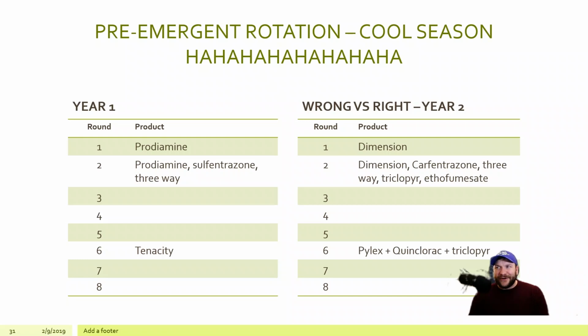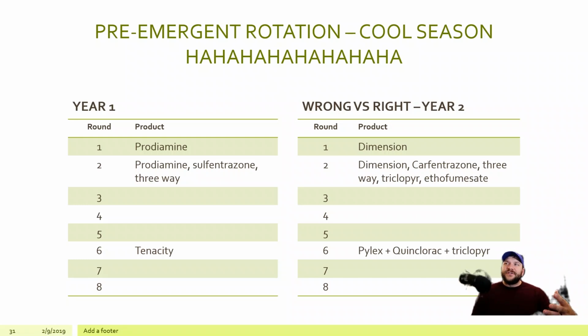Again, I know the cool season guys, y'all. We're all in this together, okay? So, year number 1, prodiamine. Round 2, prodiamine, sulfentrazone, and 3-way. That's a great tank mix combination that a lot of people are already doing. And you will notice you'll get that better control using a tank mix like that than you would if you went out with just prodiamine alone.